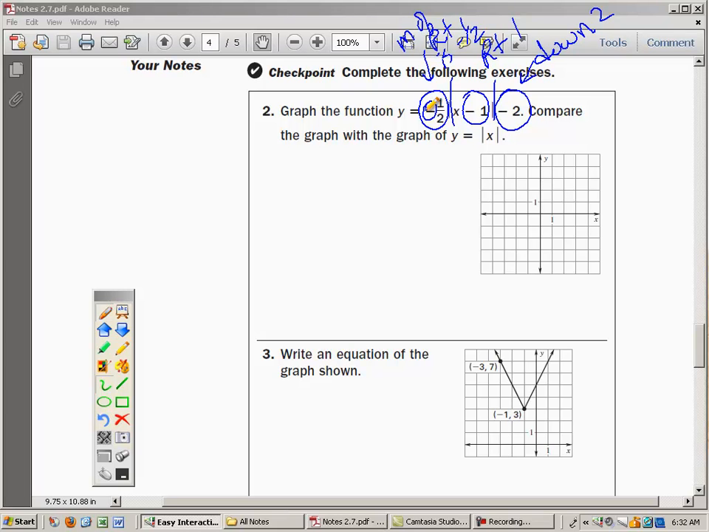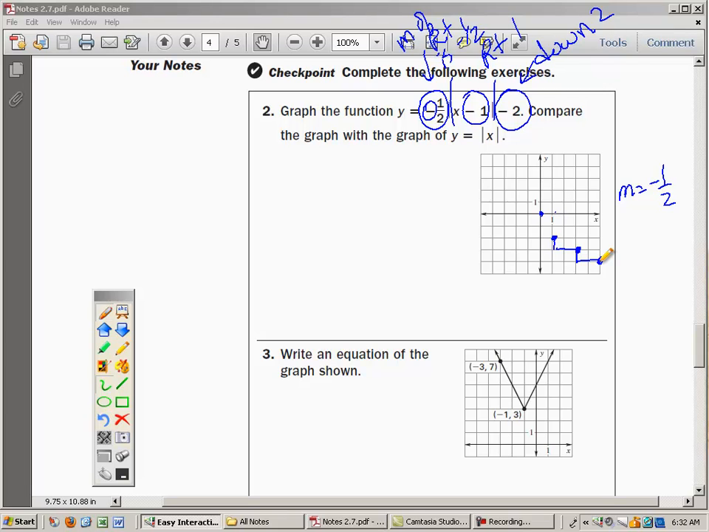All right, so we've got a lot of stuff circled here, but let's start on our vertex. Because of the minus 1, we're going to move it right 1, and because of the minus 2, we're going to move it down 2. And so there's my new vertex. My graph is going to be V-shaped coming into that point. The slope of the right branch is negative 1/2. So from here, if my slope is negative 1/2, that says rise negative 1 and run 2.